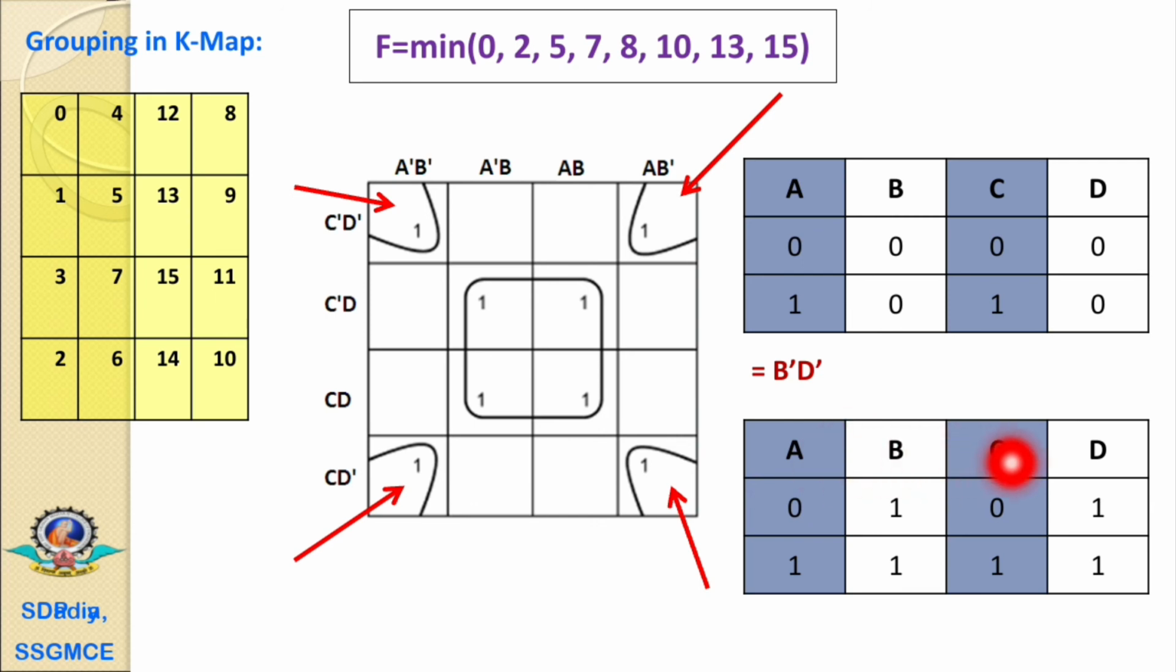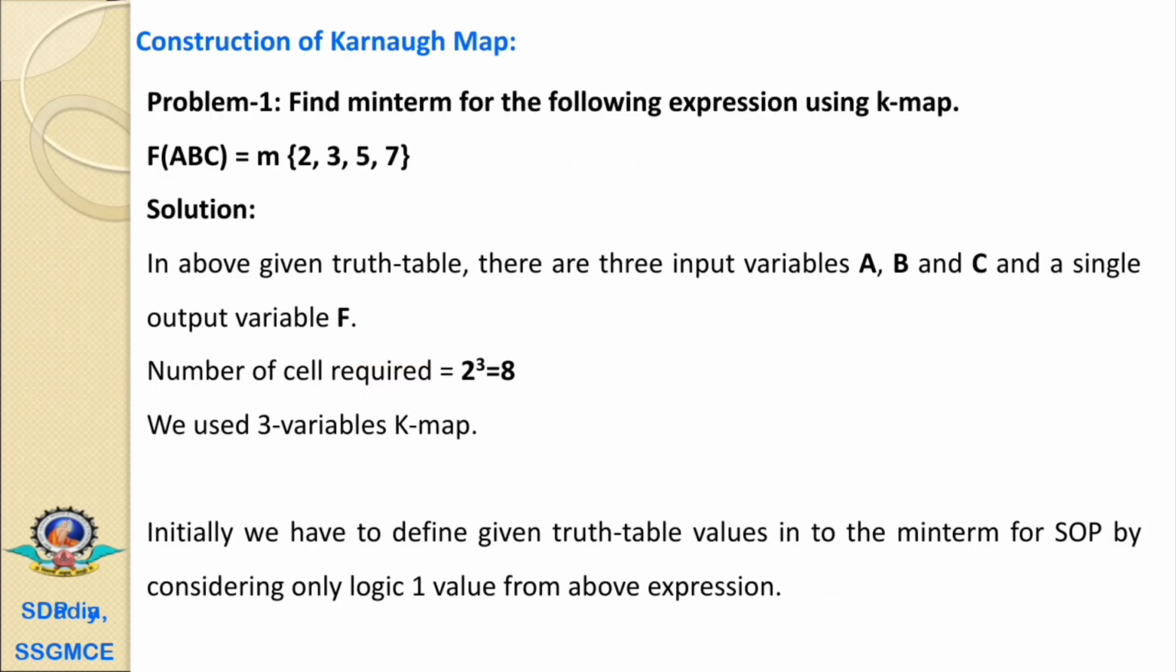Now if we observe this table, the A is eliminated because these entries are 0 and 1, and C is eliminated because these entries are 0 and 1. Then what remains? The B with a value 1 and D with a value 1. Therefore the expression will be BD. At last we have to find out the sum of the product terms, therefore it will be B dash D dash plus BD.